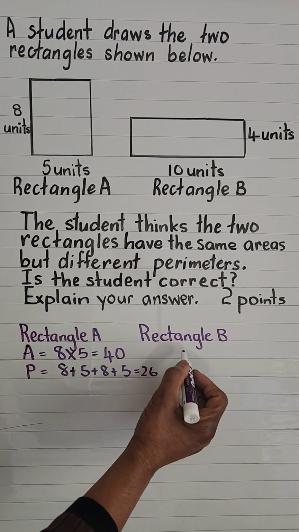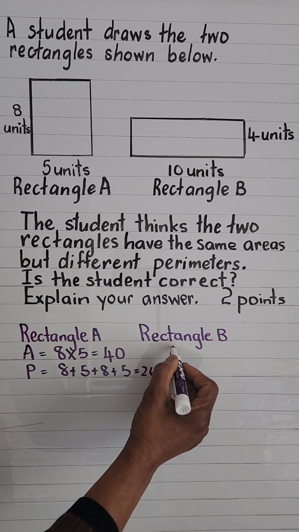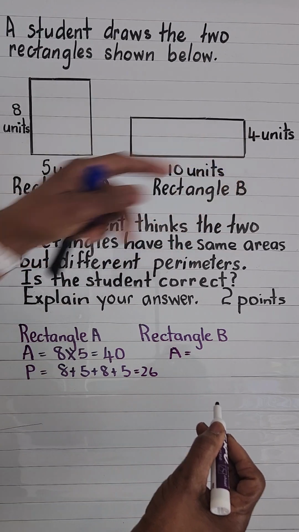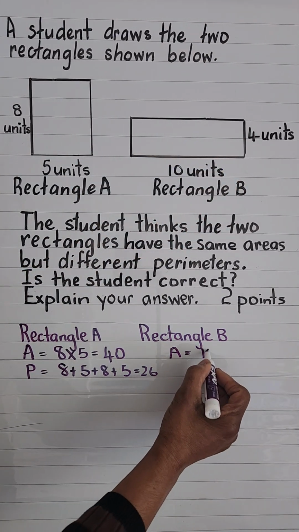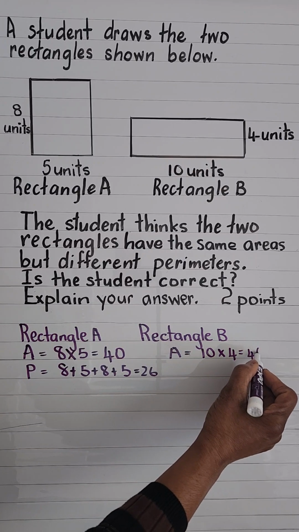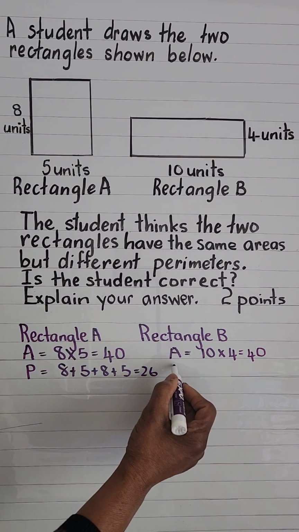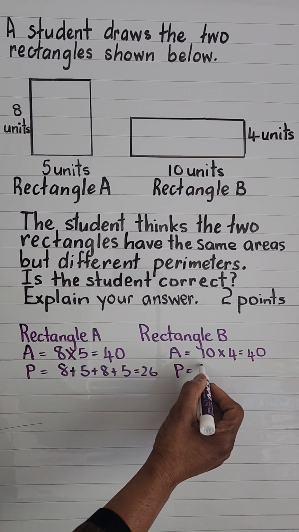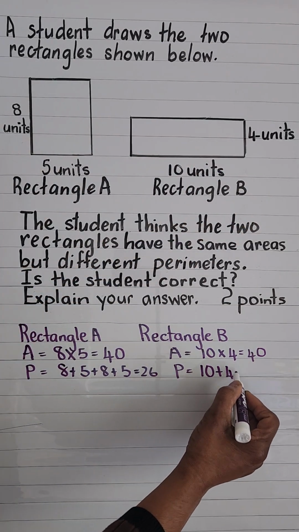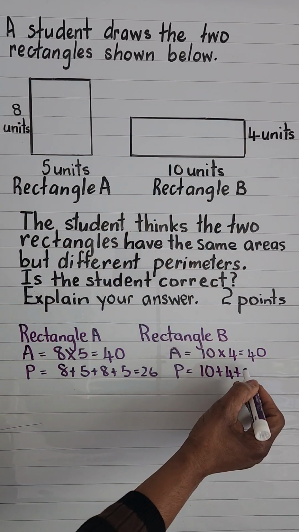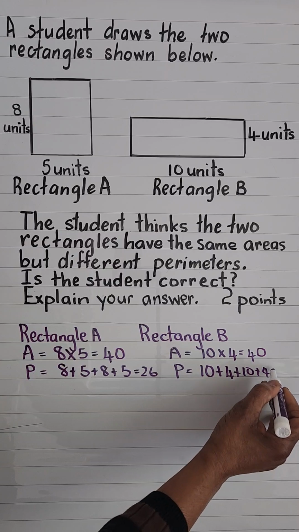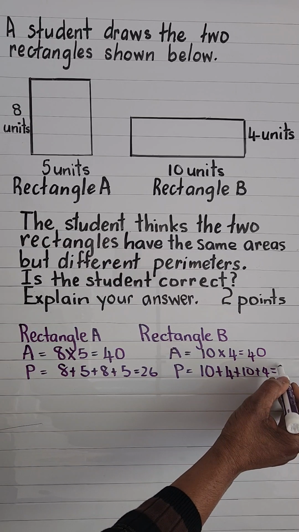Now rectangle B. Area equals length times width, that is 10 times 4, and that is equal to 40. Perimeter equals 10 plus 4 plus 10 plus 4, and that is equal to 28.